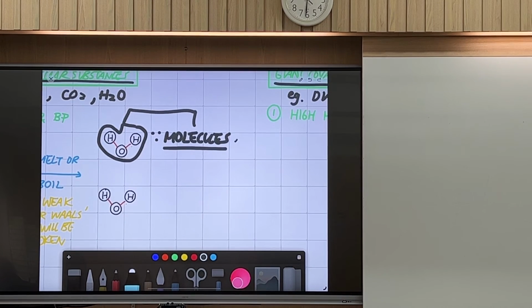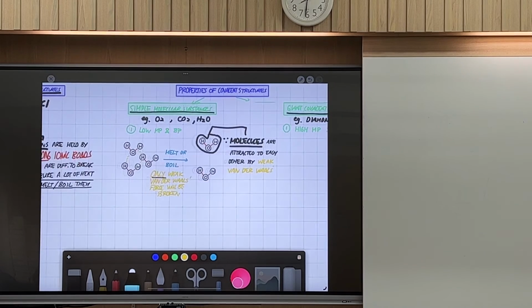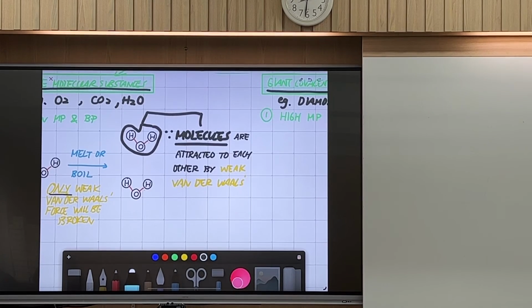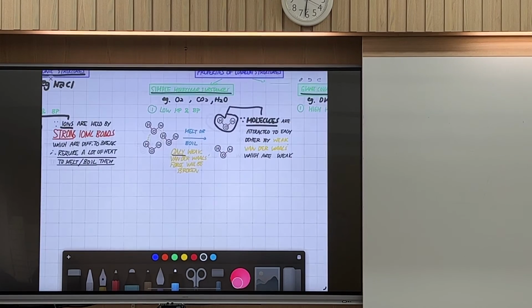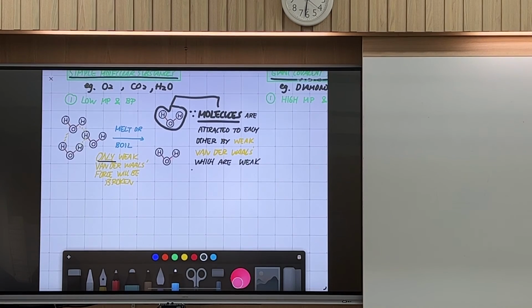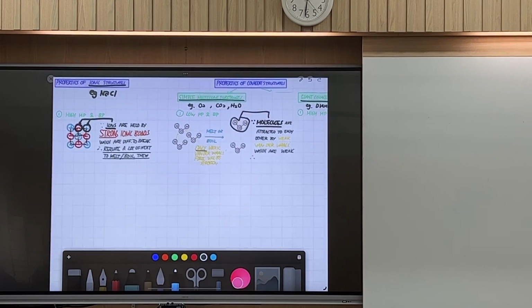So molecules are attracted to each other by weak van der Waals forces. Weak van der Waals forces means it doesn't take much heat to separate these forces. So therefore, you can say that which are quite weak. Therefore, little heat is needed to melt or boil them, resulting in them having low melting and boiling point.